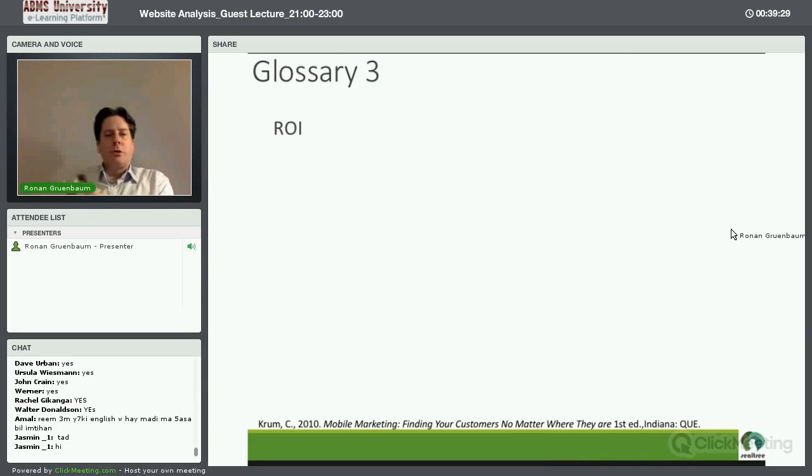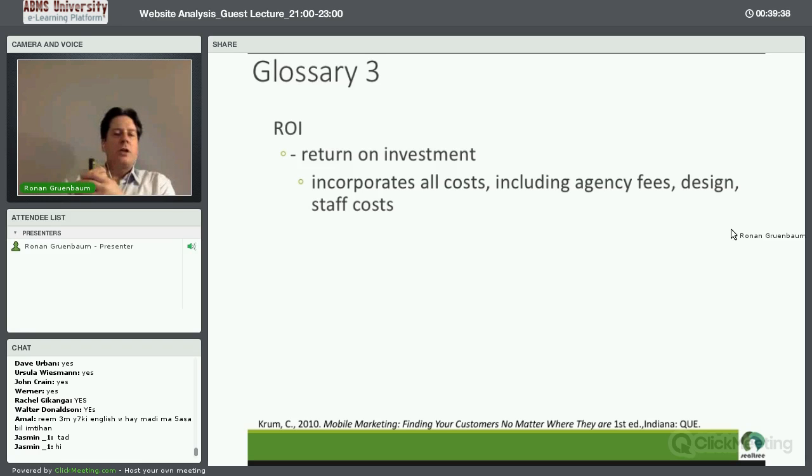So we'll go on to the ROI. Now the return on investment, you know all about this. This incorporates all costs, including agency fees, design, staff costs. So you might have an AdWords campaign where you only have £1 per click cost for people who click through, but you also have to bear in mind the people in your office who actually have to write the content, go through the AdWords keyword analysis, post the content, and manage the campaign with Google. Obviously, this takes time. It could be several hours, days, weeks, months of a staff member or an agency.